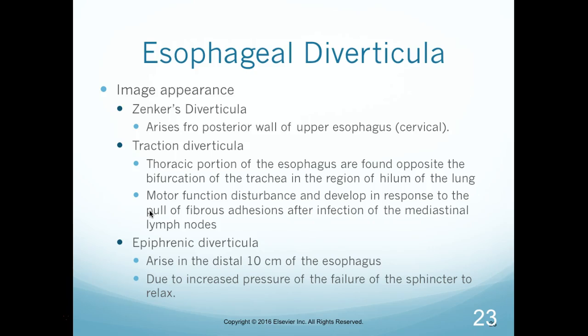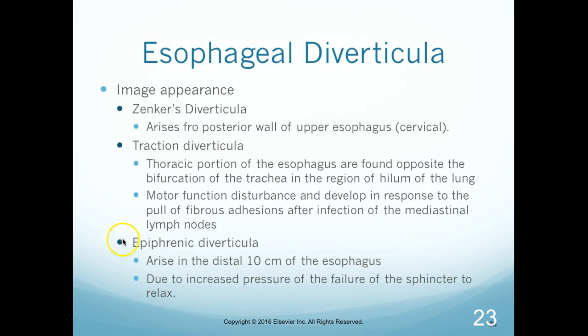So there's what we call a Zenker's diverticulum. It arises from the posterior wall of the upper esophagus. It's usually in the cervical region. There's traction diverticula, so the thoracic portion of the esophagus is where they're found, and they're usually opposite the bifurcation of the trachea in the region of the hilum of the lung. The motor function disturbance develops in response to the pull of fibrous adhesions after infection of the mediastinal nodes. So people with, like, lymphoma will have these traction diverticula because of the scar tissue within the mediastinum.